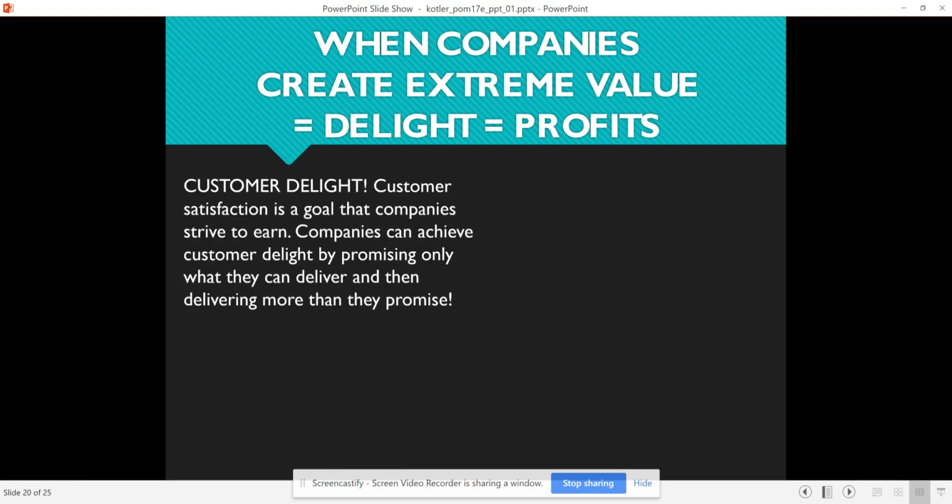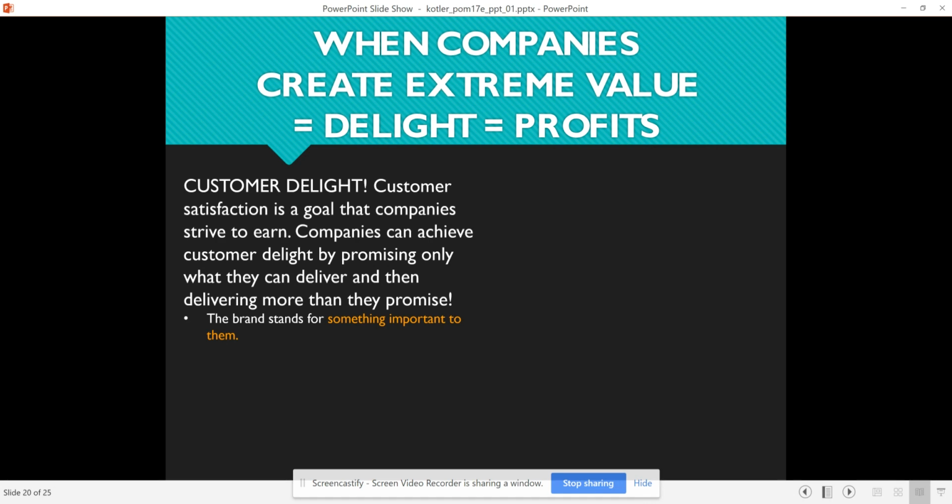So let me give you a couple of examples. Customer delight is the goal that companies really strive for. Companies achieve customer delight by promising only what they can deliver and delivering more than you promise. I think that that's true for anything, whether it's yourself or a relationship. Just think about every customer as a relationship. So let's take a look at some of the best brands and why they're delighting customers.